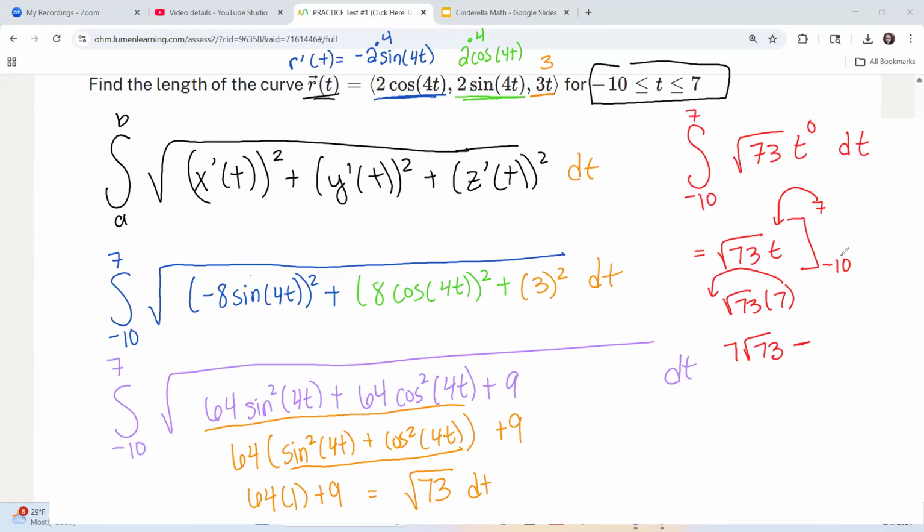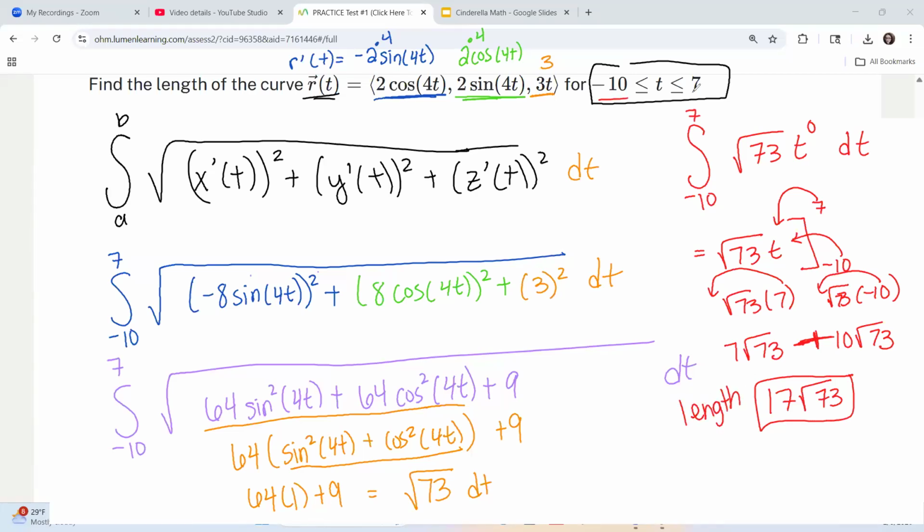Always a minus, and then put in the bottom one. So that would be root 73 times negative 10, which would look better in front. So that'd be negative 10 root 73. Minus minus turns to plus. 7 plus 10 is 17 root 73. That is the length of this curve from negative 10 to 7. If you put that in the calculator and round it off, it's approximately 145.25, but I wouldn't. I would just leave it in exact form.